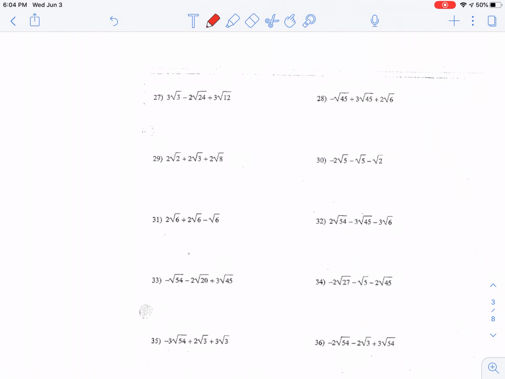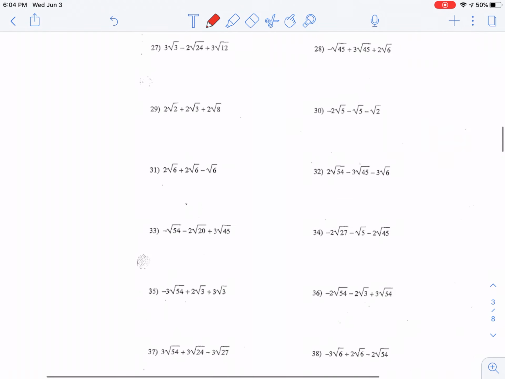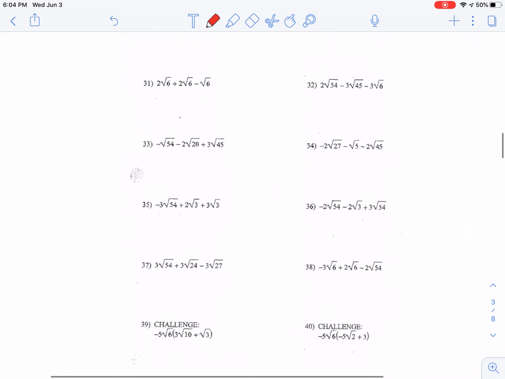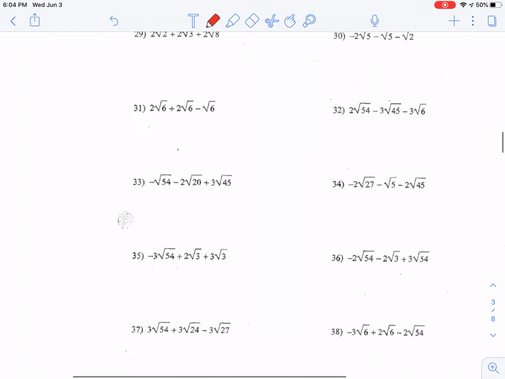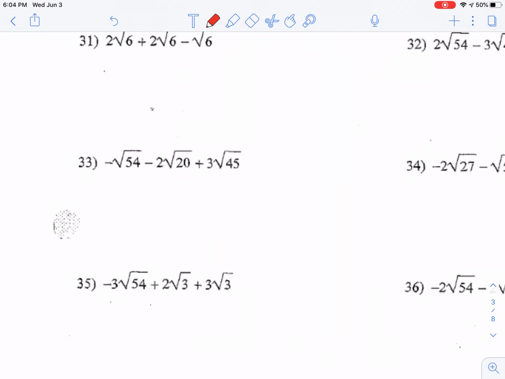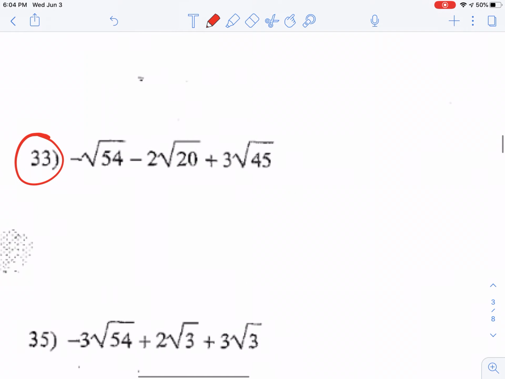Alright, last video here. We'll do a couple of these on this slide. Actually, we'll just do maybe one. We'll pick a real hard one. 33 is a really tough one. Negative square root of 54 minus 2 square root of 20 plus 3 square root of 45.